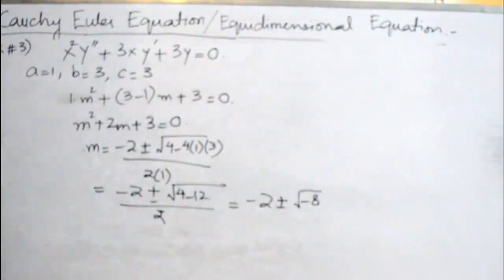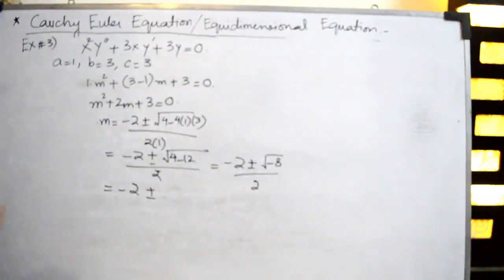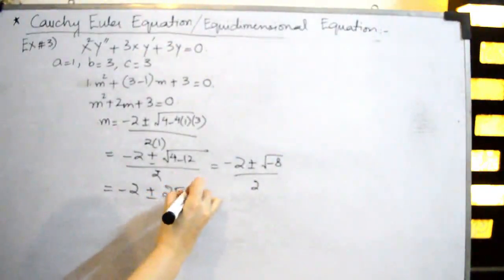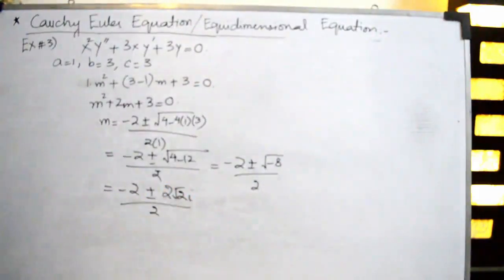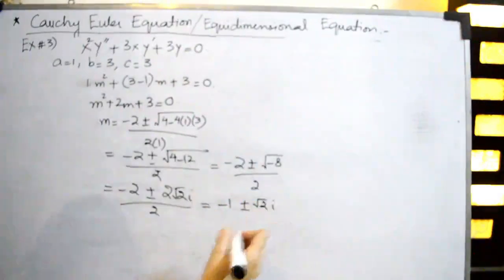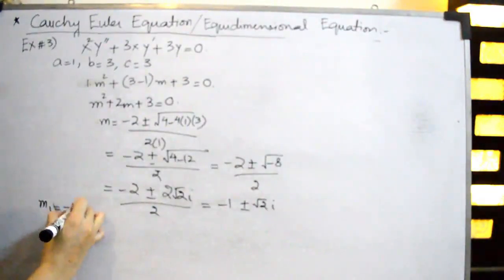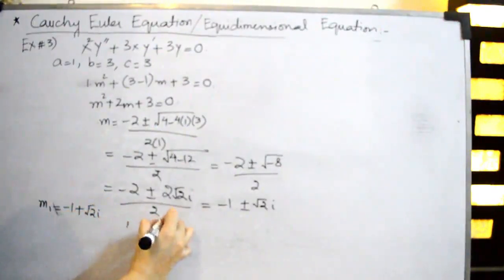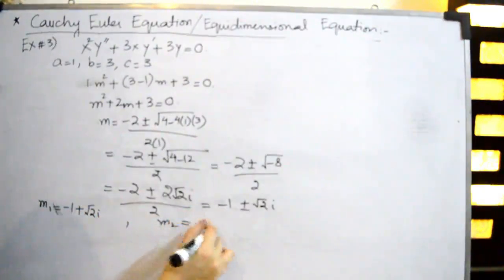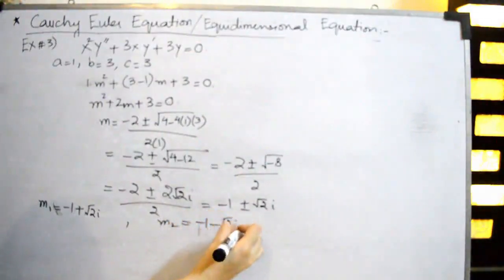That means 8 iota. Instead of the square root of minus 1, I will write iota, and the square root of 8 is 2 root 2 iota, divided by 2. So if I divide by 2 term by term, it becomes minus 1 plus or minus root 2 iota. So here alpha is minus 1 and beta is root 2. So m1 is minus 1 plus root 2 iota, and m2 is minus 1 minus root 2 iota.